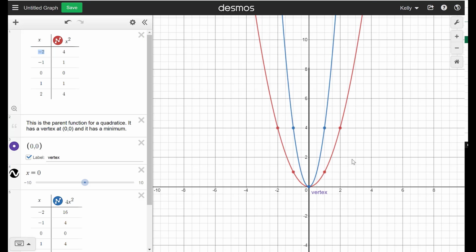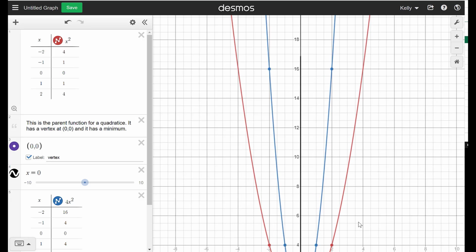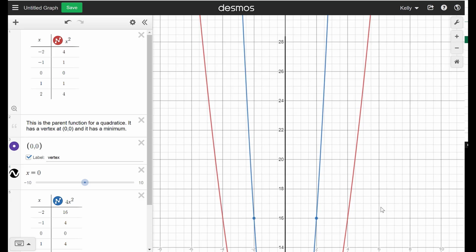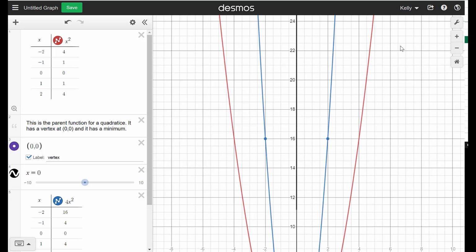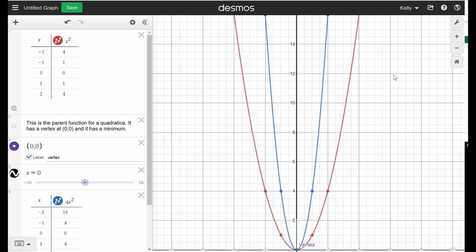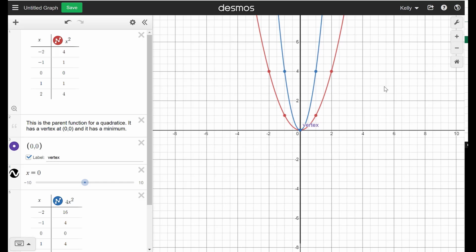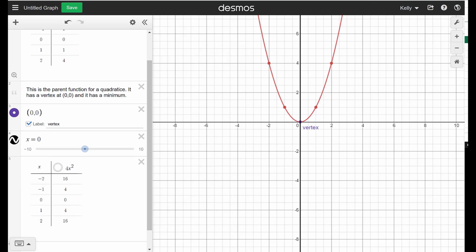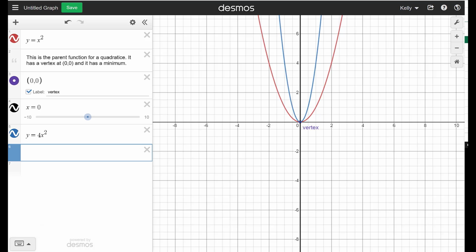So if I pull this down, you can see how it's a vertical stretch, all right? So that helps with that. So let's go back to the equation if we can. Okay, so now that we have the equations back, that gave you an idea of what happens with the tables.